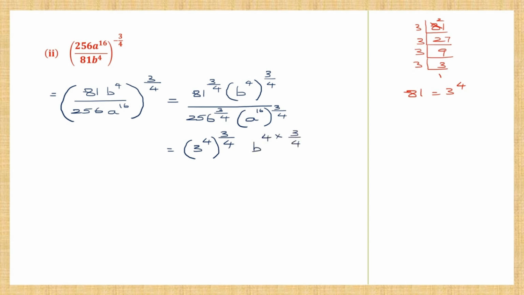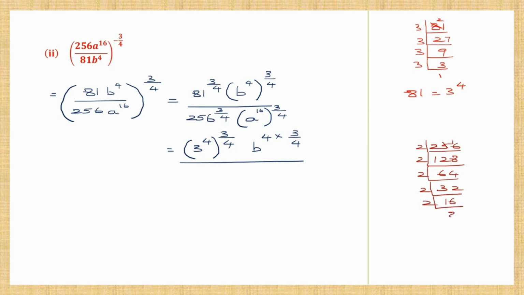We are using the power law. Now this whole thing is divided by 256 raised to the power of 3 by 4. Let's get all the prime factors of 256. So 256 is divided by 2. 2 ones are 2, 2 twos are 4, there's 1 left. 2 eights are 16. Then we have 2 sixes are 12, 2 fours are 8. Then we have 2 threes are 6, 2 twos are 4. 2 into 16 is 32.